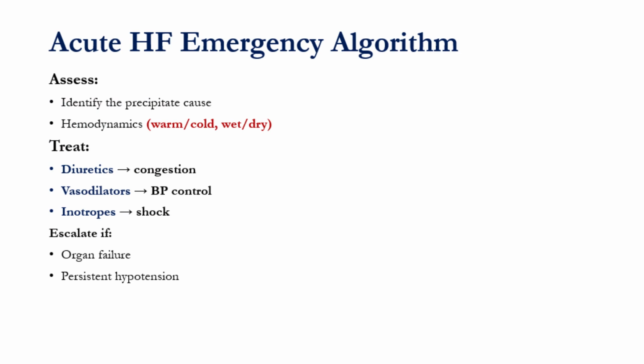In acute heart failure, clinicians first assess congestion and perfusion status using the warm, cold, and wet, dry framework. Treatment is then guided by hemodynamic profile. Diuretics relieve congestion, vasodilators improve elevated filling pressures, and inotropes support patients in shock. Escalation to advanced support is necessary when hypotension or organ failure persists.